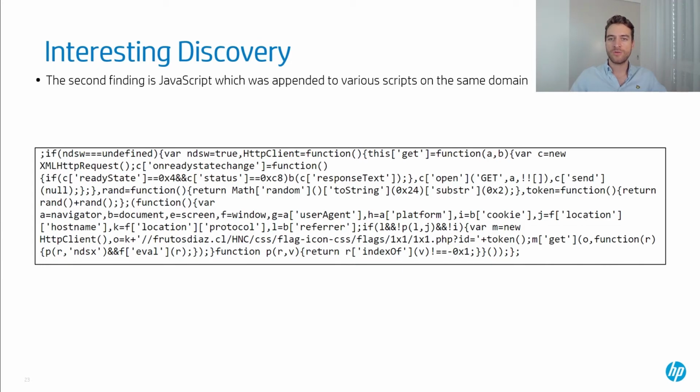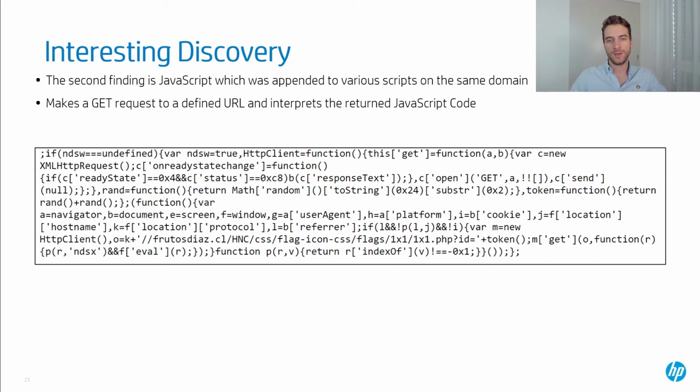Another interesting discovery was made by opening random JavaScript files in open directories. For various JavaScript files, we noticed that there was some strange looking code at the end, which was most likely appended. The image shows this JavaScript. Now, to me, this looks like obfuscated code, which should hide its true behavior. It makes a GET request to a defined URL and receives another JavaScript snippet, which is again interpreted. The domain of the GET request can be seen in the image on the second to last line.